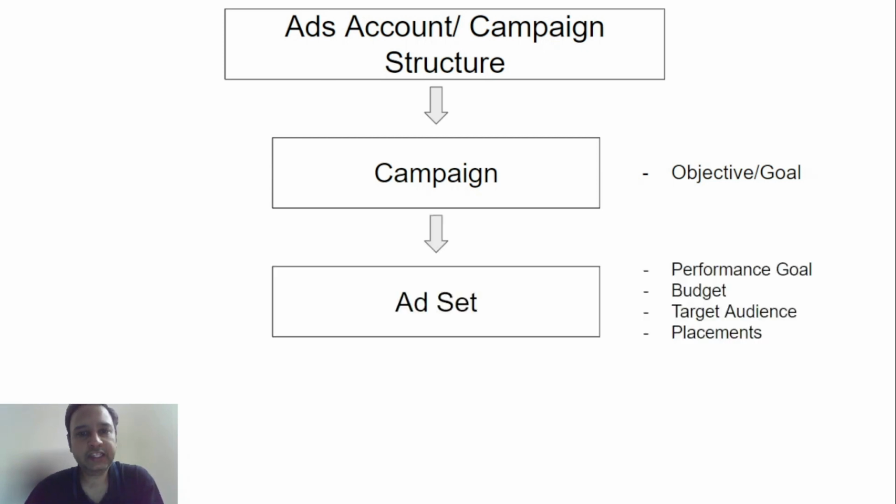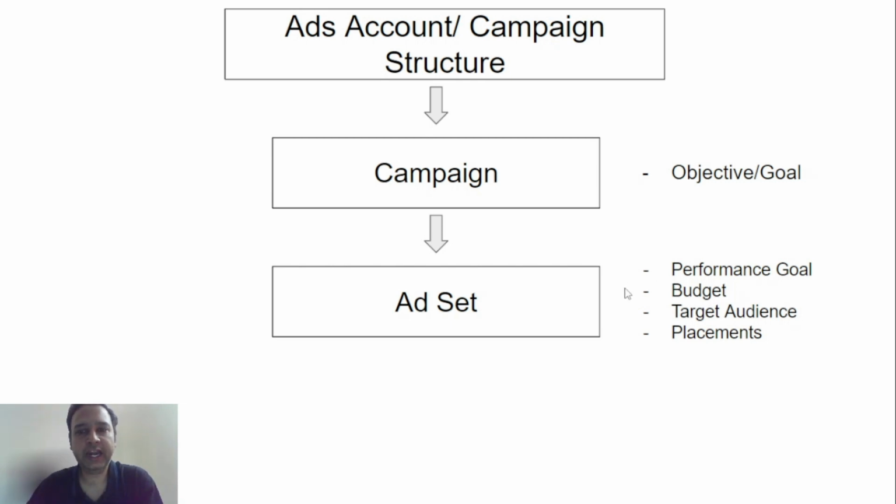Now moving to the next level, which is called ad set. At an ad set level, what you do is you select the performance goal for your campaign. For example, if you have selected brand awareness as the objective in the first step, then here you can select whether you want to show your ads to as many people as possible, or do you want to show your ads to people as many times as possible. So whether the reach should be high or frequency should be high. And there are more available options. So we will see this in detail when we go into the ads account.